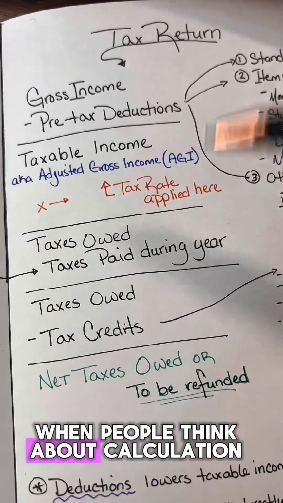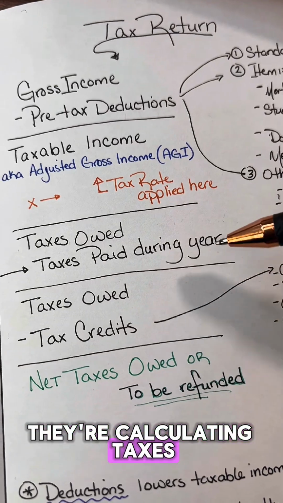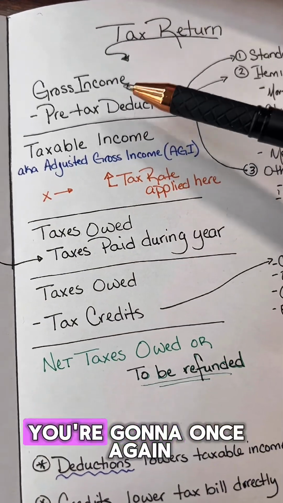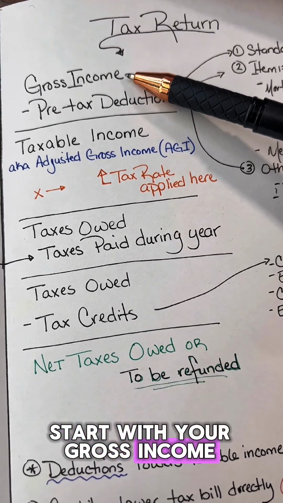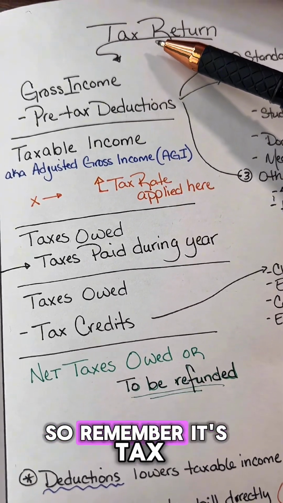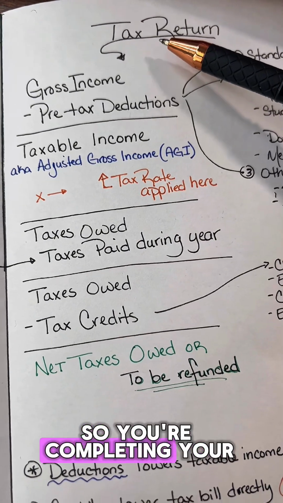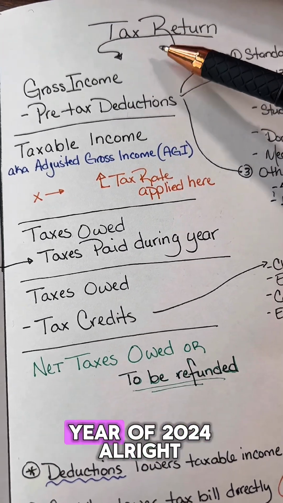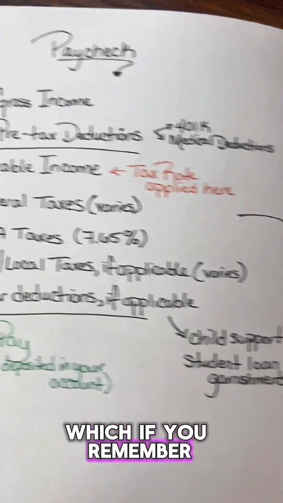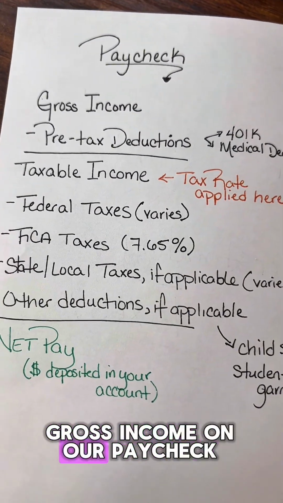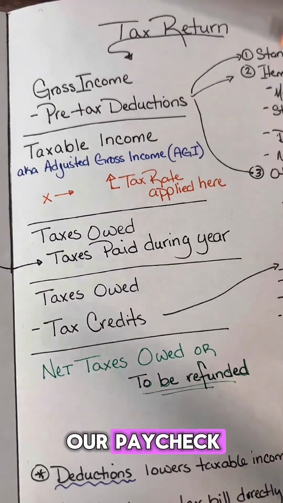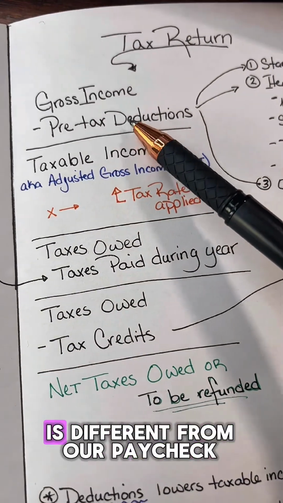When people think about calculating taxes, this is usually what they think about. This is the formula for your tax return. You once again start with your gross income. For your tax return, you're looking at this on an annual basis. Remember, it's tax season now, so you're completing your tax return for the year 2024. You have your gross income, which, if you remember, is where we start on our paycheck. You have pre-tax deductions, which is the same term as on our paycheck, except what it means is different.